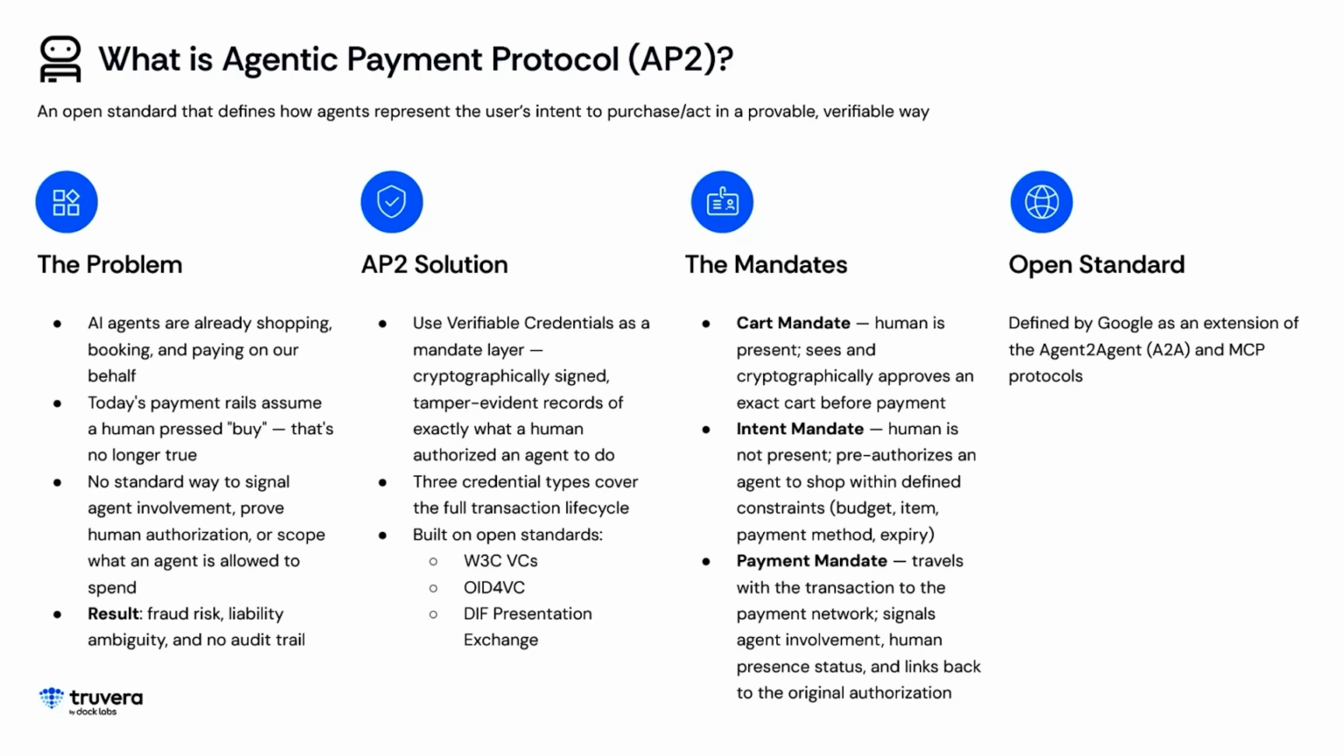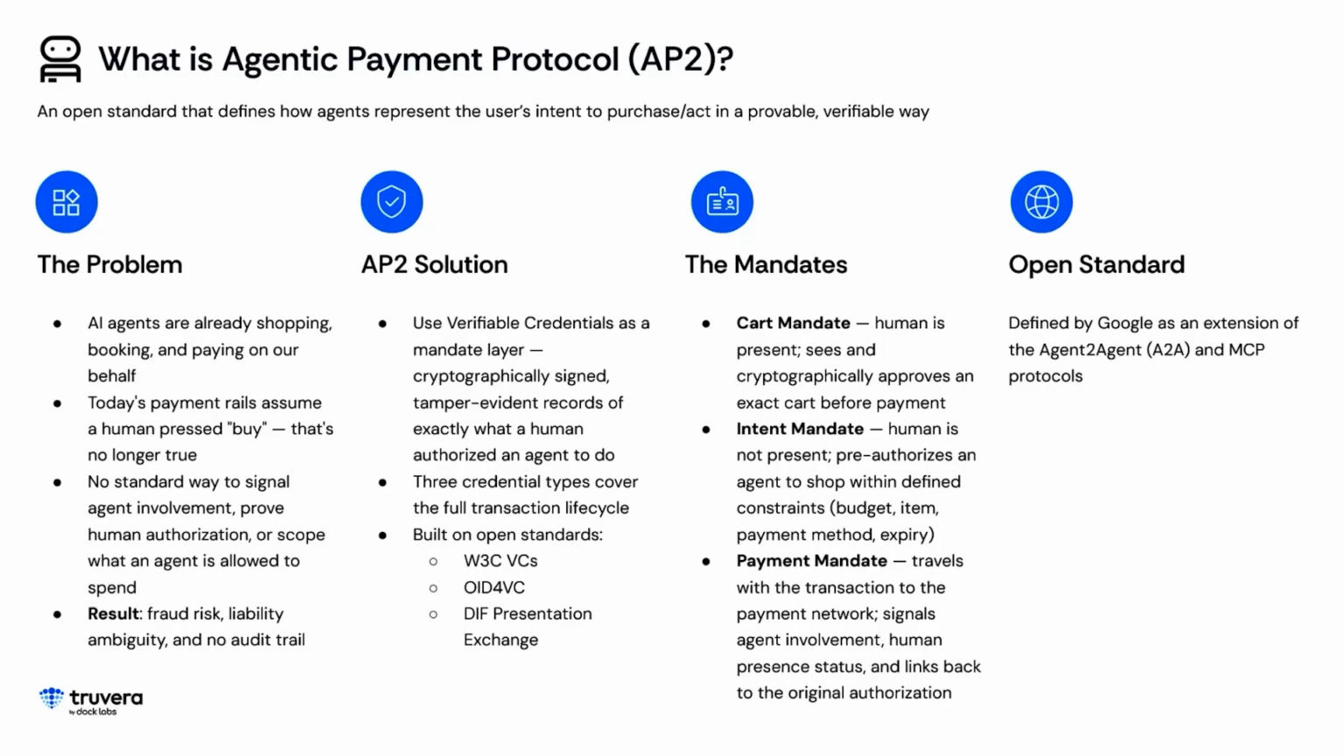It defines a number of agreed upon mandates, which are verifiable credentials with particular schemas that help compartmentalize and dictate what that information is. So the three primary ones are the cart mandate, the intent mandate, and the payment mandate.